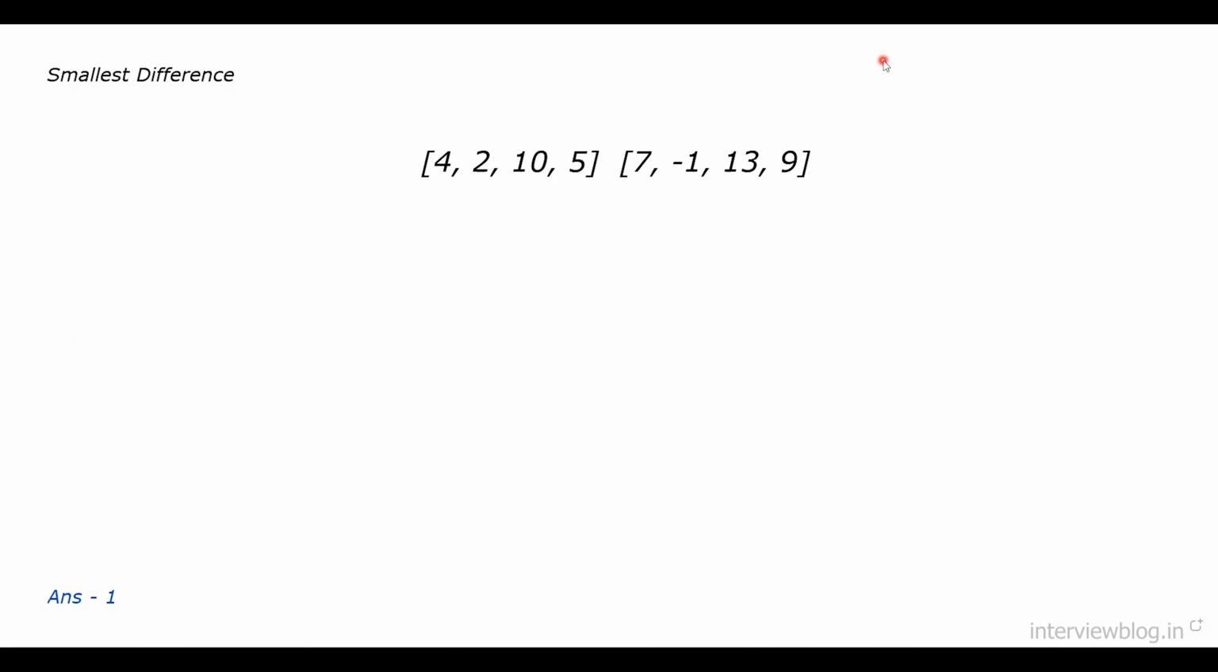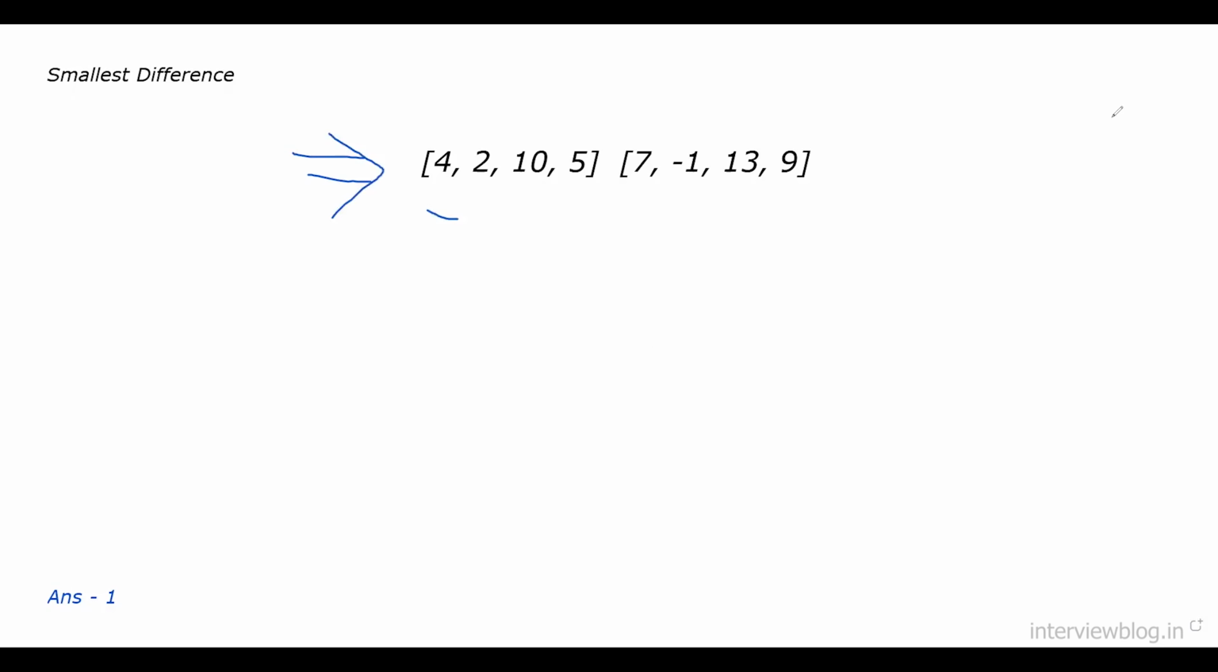In this video, we'll be covering the question smallest difference. So the question gives us two arrays and it wants us to determine one number from each array such that the difference between the selected numbers should be minimum. So let me explain the question to you.